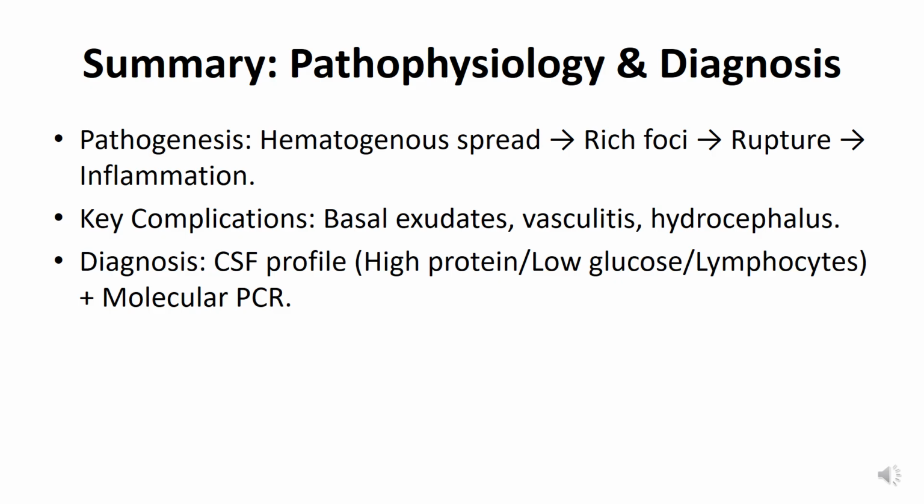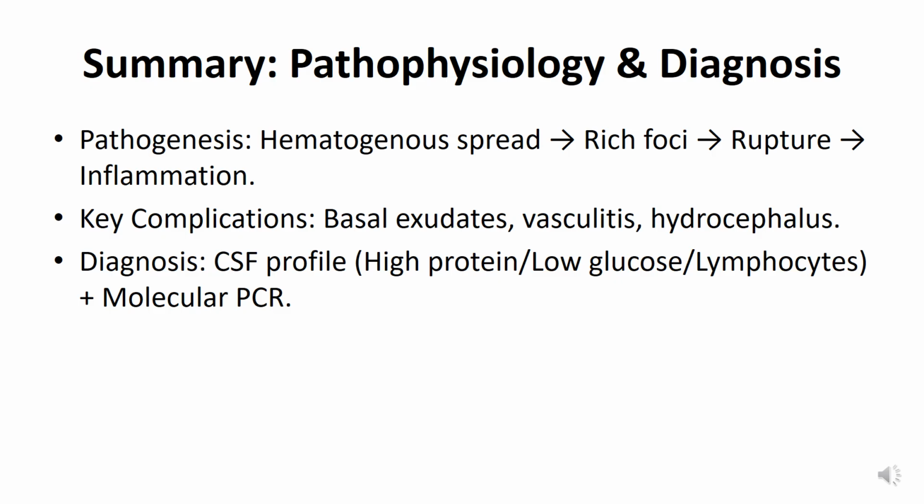When rupture occurs, tuberculosis antigens are suddenly released into the cerebrospinal fluid. The immune system responds with an intense inflammatory reaction. This inflammation is responsible for most of the damage seen in tuberculous meningitis. The bacteria initiate the process, but the body's inflammatory response often drives the complications.